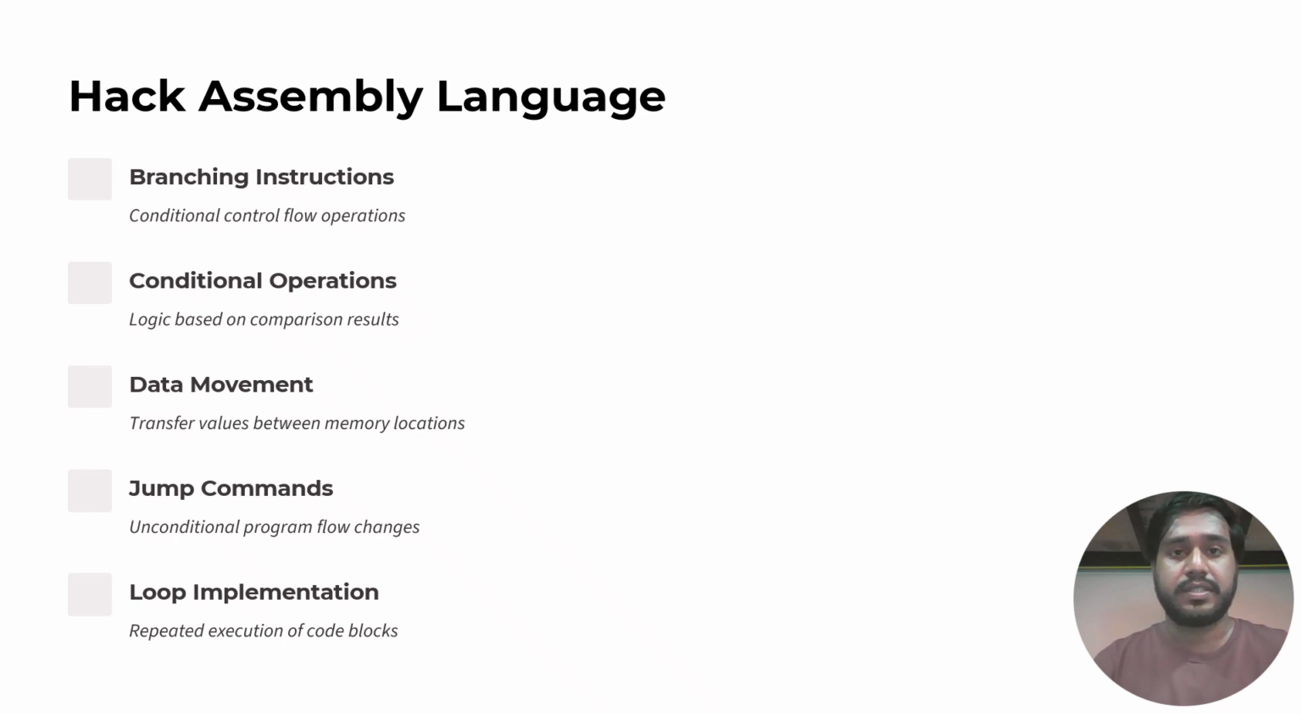Hack assembly language provides instructions to control program flow. Branching instructions allow conditional execution. Data movement instructions move data between registers and memory. Jump instructions change the program execution path. Loops allow repeated execution of operations.